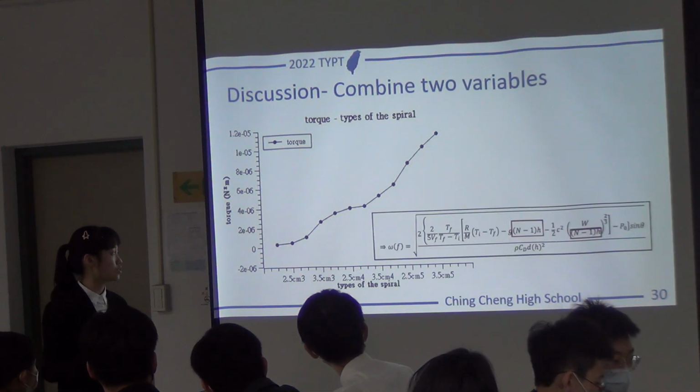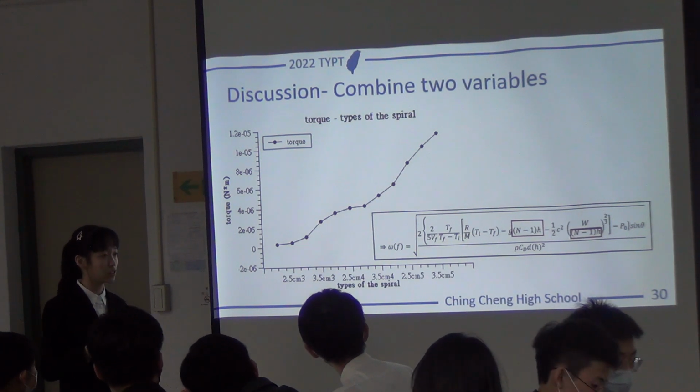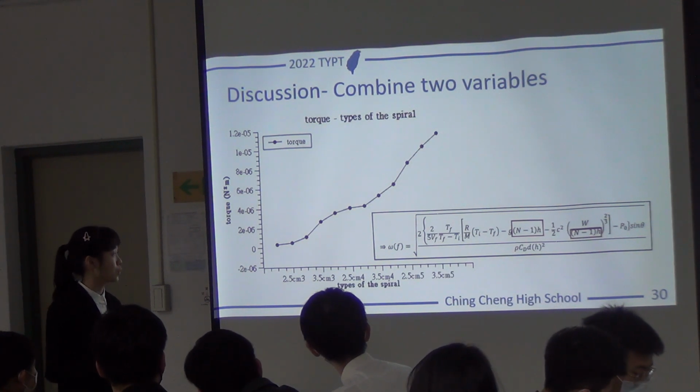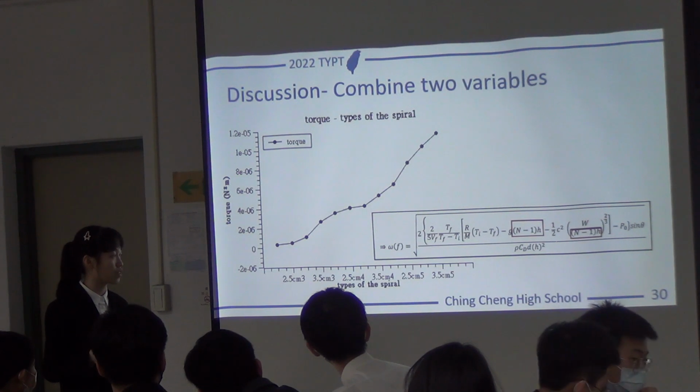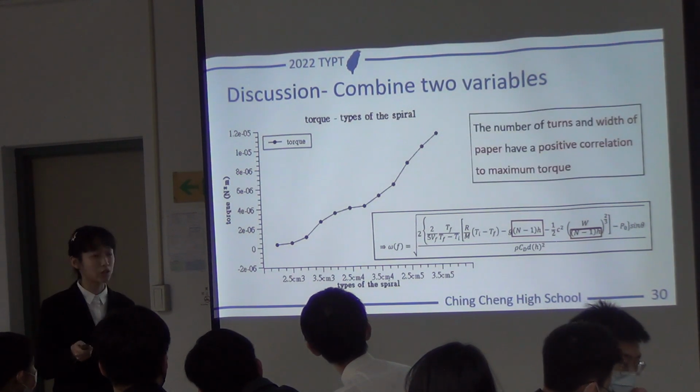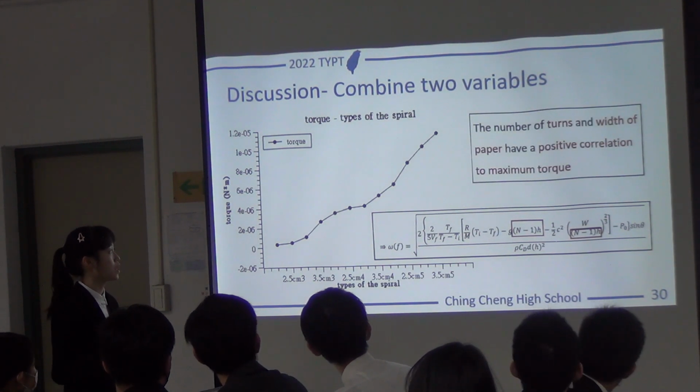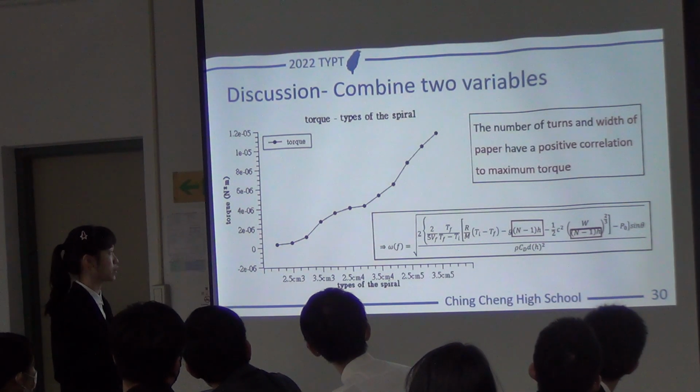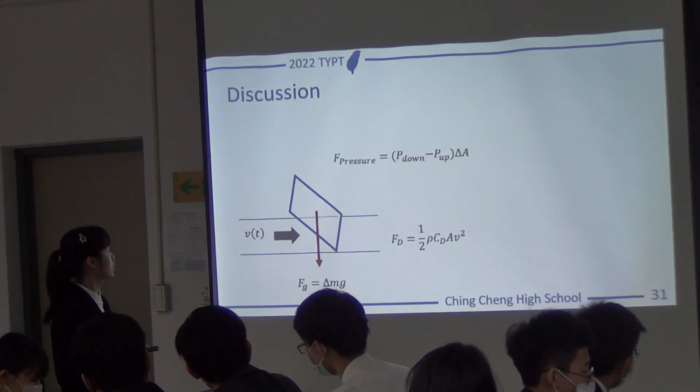And this is the equation of terminal angular velocity, which we have mentioned before. So we can find out that the experimental data and the theory are quite the same. So we get the conclusion that the number of turns and width of paper have a positive correlation to maximum torque. So here's another discussion.